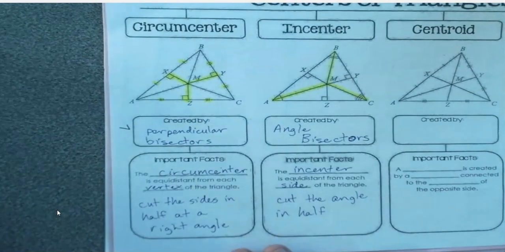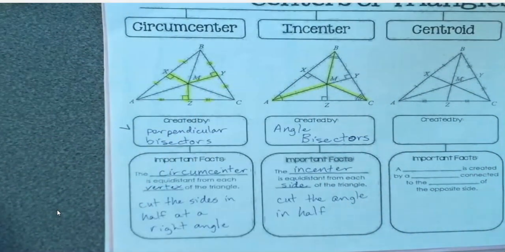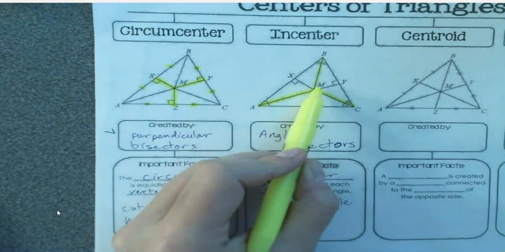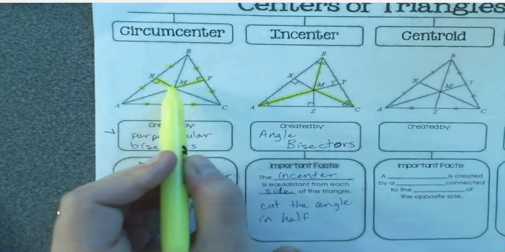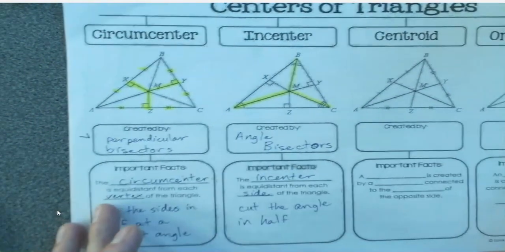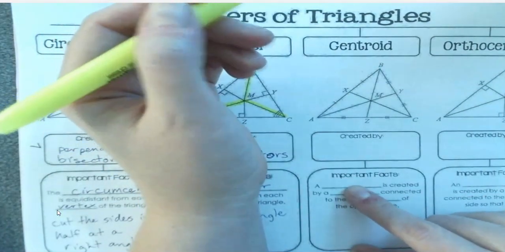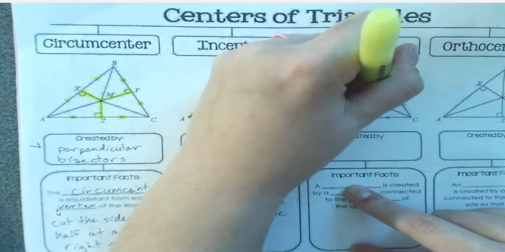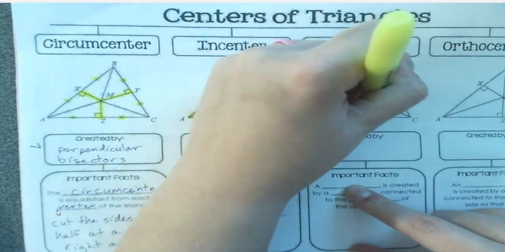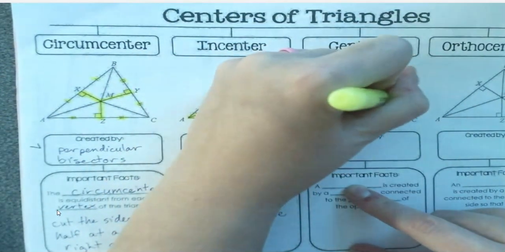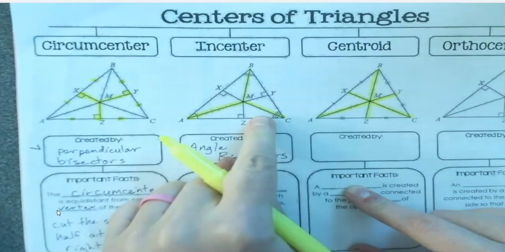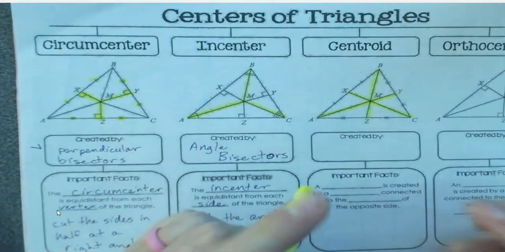Alright, we're halfway done. So that is the incenter. It's the intersection of the angle bisectors. The incenter is point M right there, and the circumcenter is point M. It's point M for each of the triangles. Alright, the centroid, it is created by the medians, and these are actually going to be highlighted all the way through from there to there. So it's a little different than these.